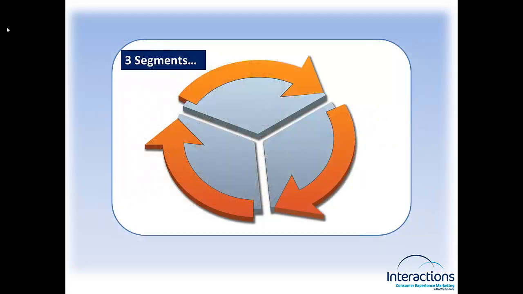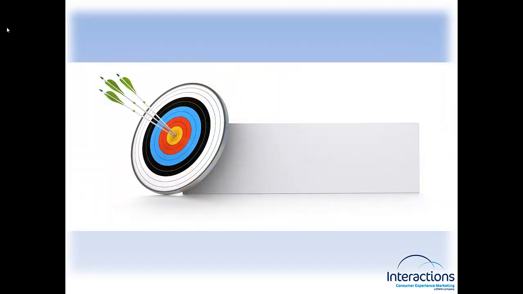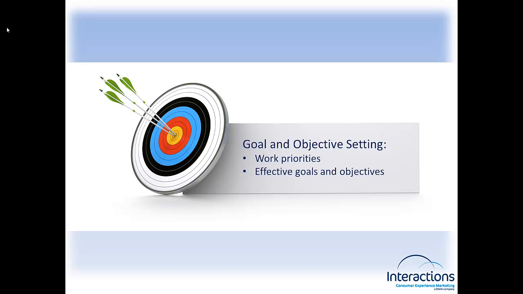Introduction to the Performance Management and Development Program will be broken down into 3 segments: goal and objective setting, competencies, and the performance management process. This segment, goal and objective setting, is the first segment of your training. It provides information on how to learn about work priorities and helps you understand what effective goals and objectives are.